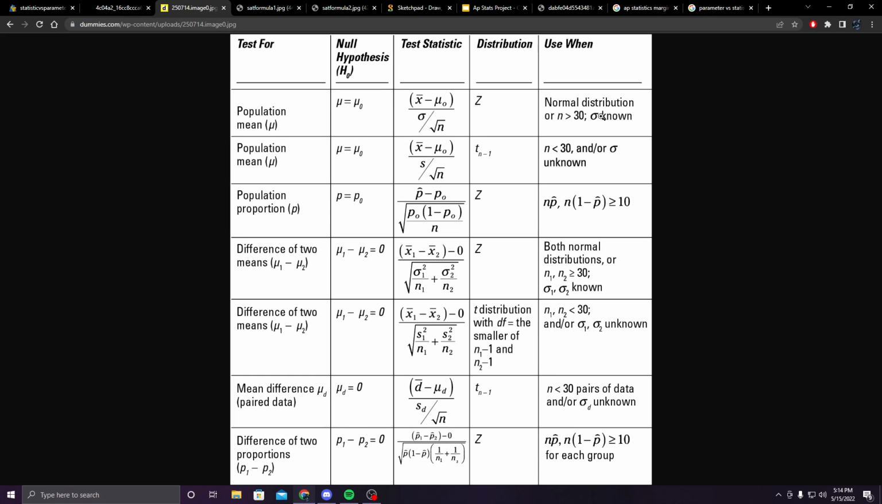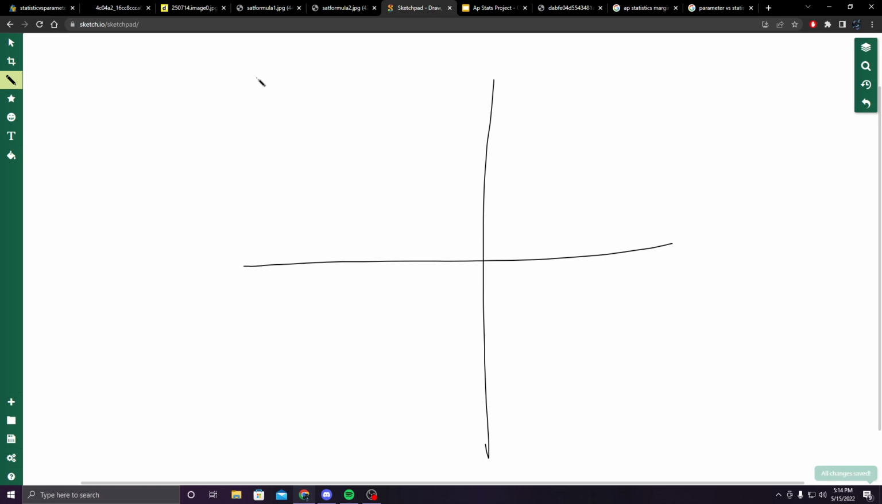So what you can do is make a four-step sheet for the exam. You've probably already done this in class if you're watching this video. I'm going to be writing out all of these things, the 4 steps to do a z-test.